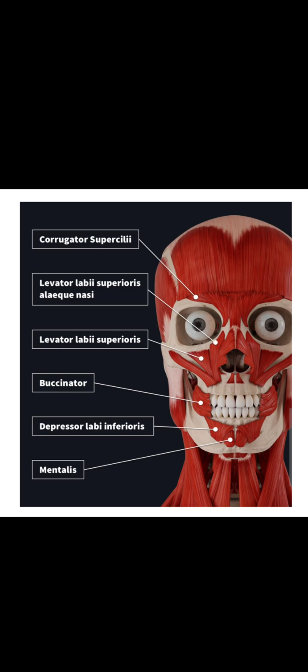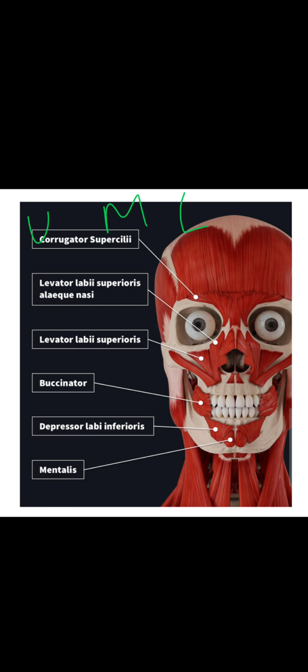Now let's talk about the buccinator muscle. The buccinator muscle is termed as the cheek muscle or the muscle of cheek. The cheek muscle is the buccinator muscle. That is the first point. Second, this buccinator muscle has three types of fibers: upper fibers, middle fibers, and lower fibers.